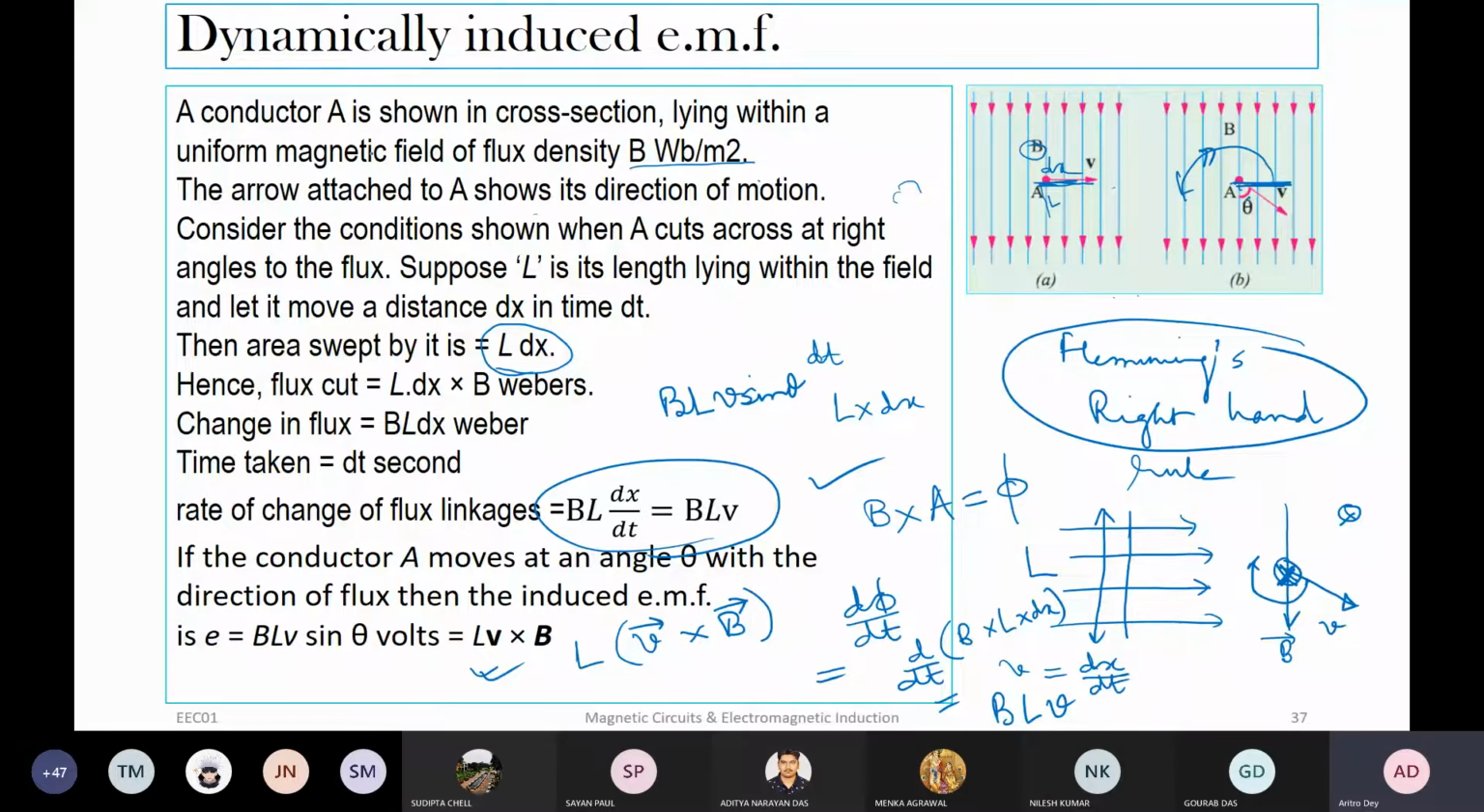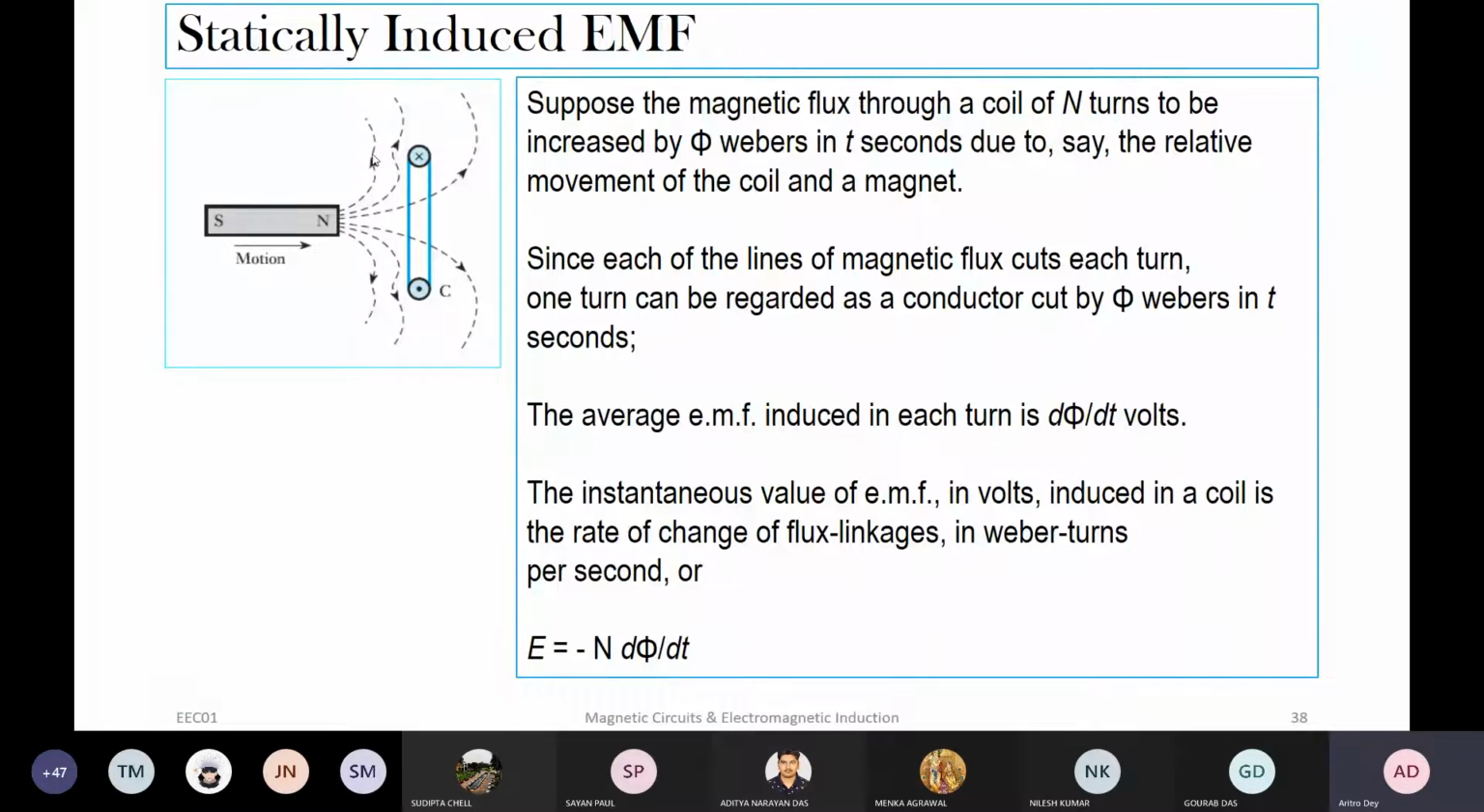And next we come to statically induced EMF, which is actually developed in the case of a transformer. In a transformer, it is a static instrument. There is no dynamics in it. So what is happening actually? We are changing flux. We are varying flux so that we get an EMF induced in the secondary in the case of a transformer. So the same thing, it is actually mutual inductance, and due to mutual inductance, it is developed in the case of a transformer. Suppose we have a magnetic flux through a coil of n turns to be phi Weber in t seconds. Say relative movement of the coil and the magnet, that is equal to d phi by dt, right?